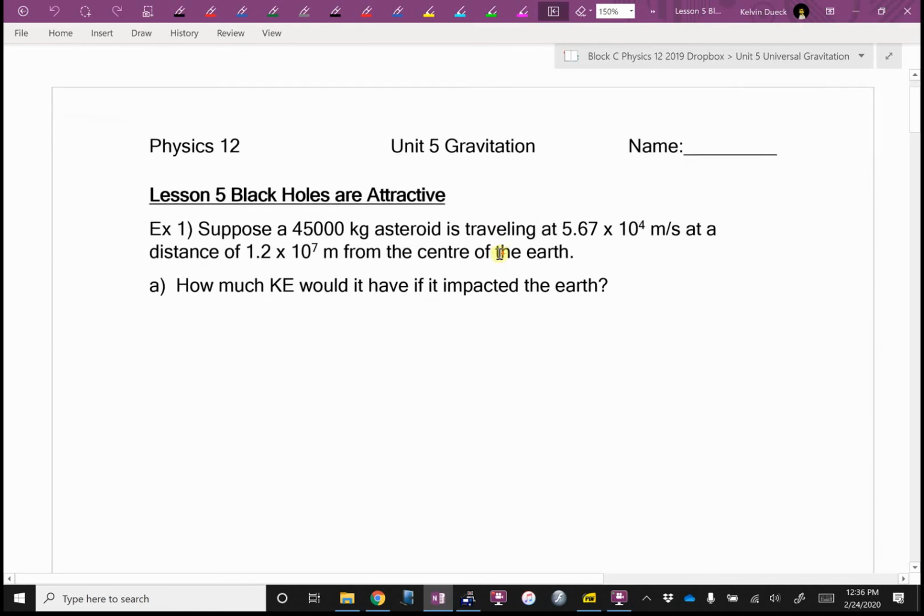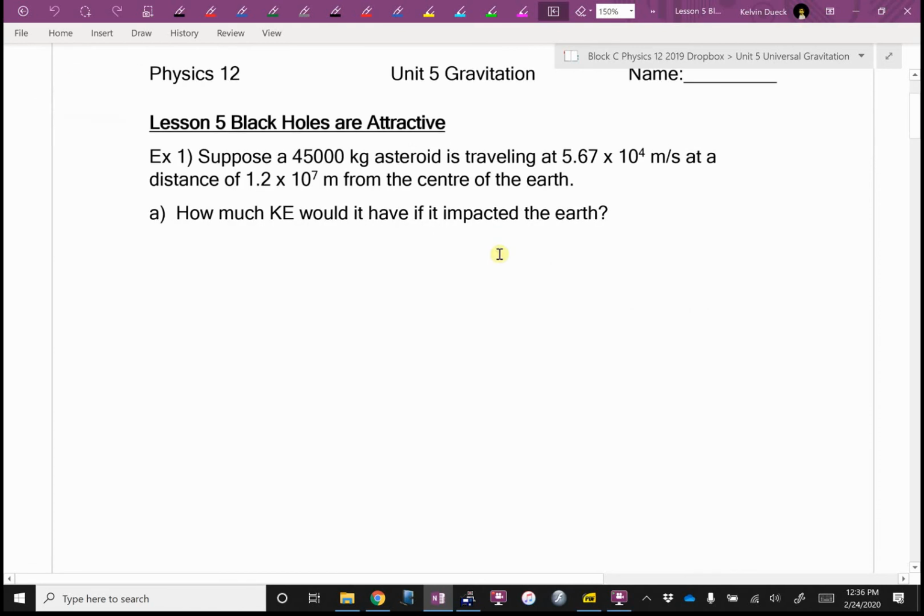Hint, hint. Suppose a 45,000 kilogram asteroid is traveling at 5.67 times 10 to the 4th meters per second at a distance of 1.2 times 10 to the 7th meters from the center of the Earth. How much kinetic energy would it have if it impacted the Earth? Huh. Kiefer, what's this question asking me to find? Are we in a stable orbit? How do you know? I don't see the word orbit, and objects in stable orbits tend not to crash into planets. Okay, so there's kind of a Captain Obvious there.